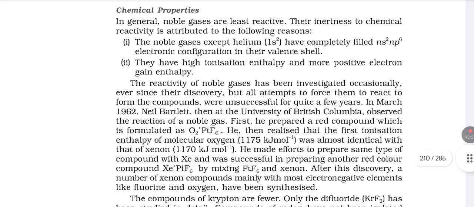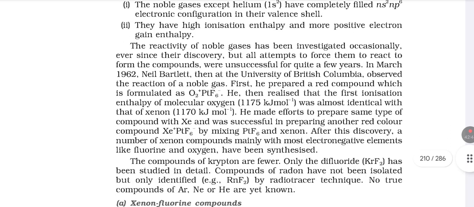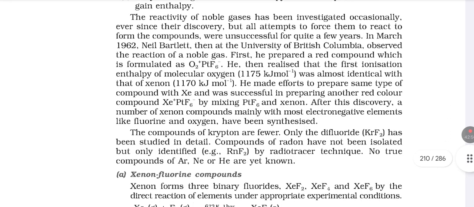Chemical properties. In general, noble gases are least reactive. Their inertness to chemical reactivity is attributed to the following reasons. The noble gases except helium have completely filled ns2 and np6 electronic configuration in their valence shell. They have high ionization enthalpy and more positive electron gain enthalpy.